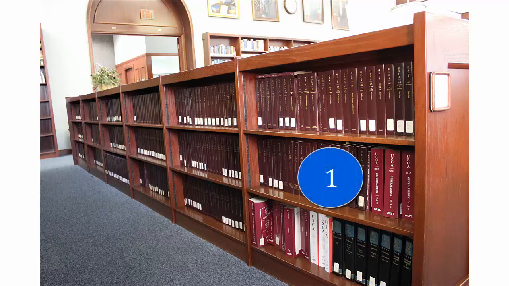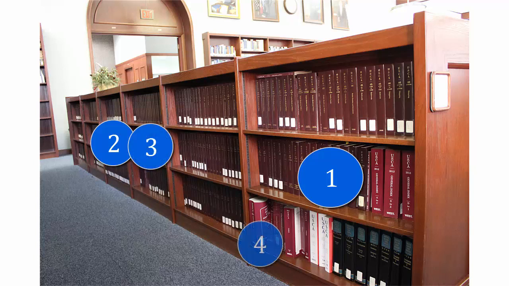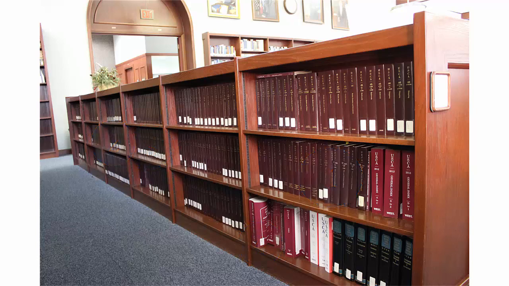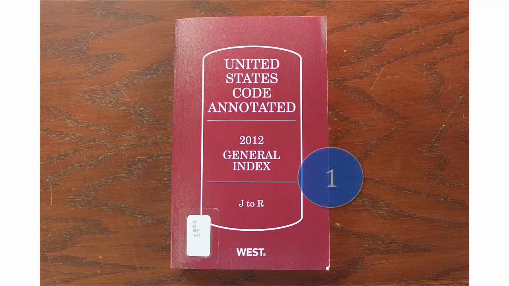First, we're going to look at the general index. Second, we're going to look at the main volume of the statutory publication, so where that law actually is. Third, we're going to look in the pocket part of the main volume, and 4, we're going to look in a supplement pamphlet that appears at the end of the set. You can see that next to circle number 4 there. Okay, so step 1, we are going to look in the general index.